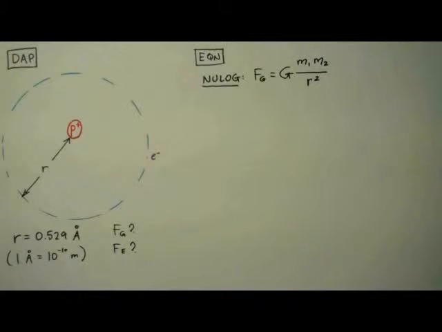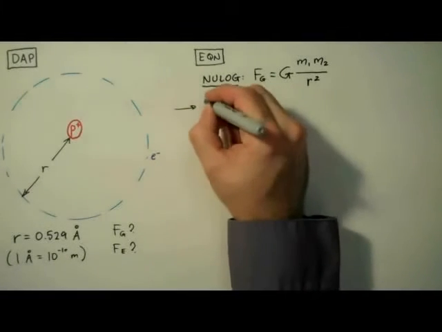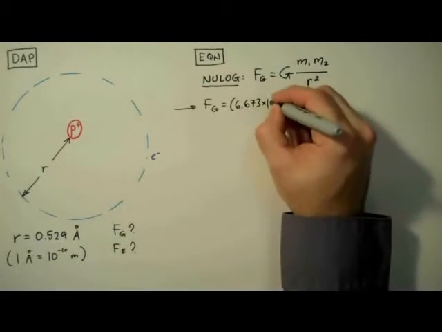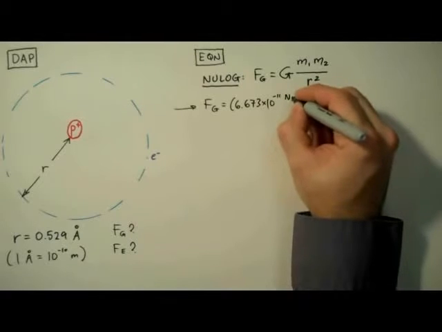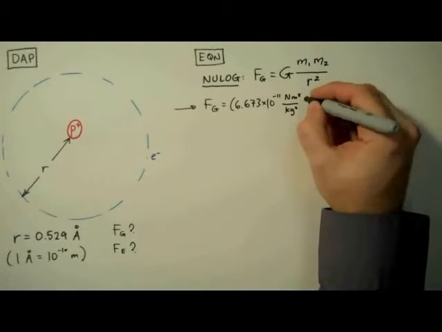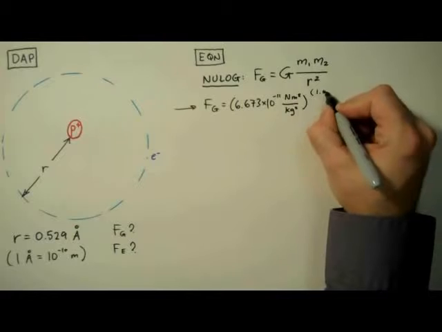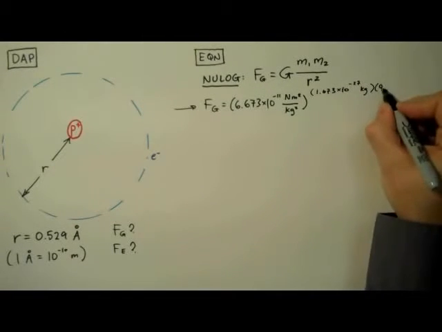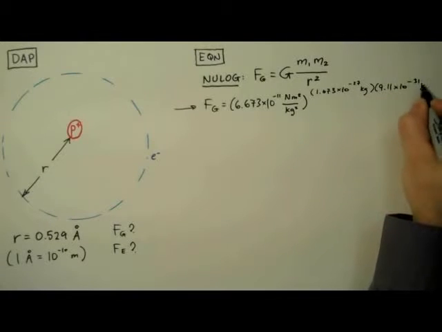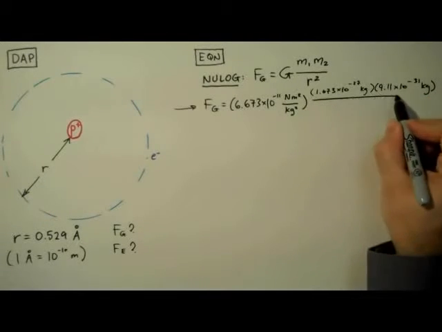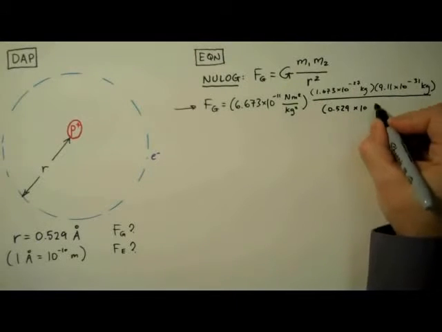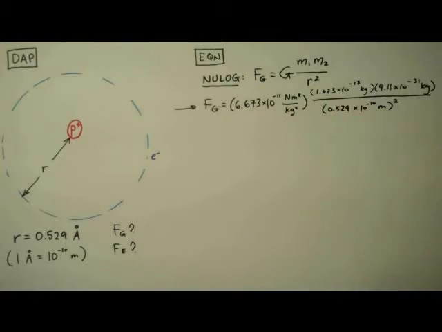So, gathering our constants from a reliable source, like a ridiculously expensive textbook or Wikipedia, whichever you prefer, we have gravitational force is equal to 6.673 times 10 to the negative 11th newton meters squared per kilogram squared, times the mass of a proton, 1.673 times 10 to the negative 27th kilograms, times the mass of an electron, 9.11 times 10 to the negative 31st kilograms, divided by the Bohr radius, 0.529 times 10 to the negative 10th meters squared.